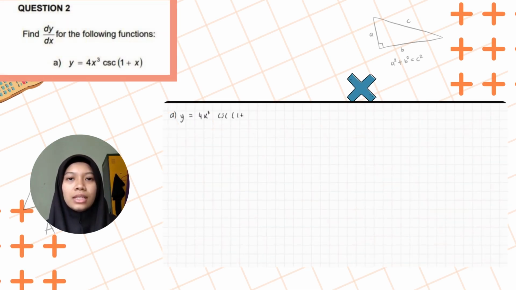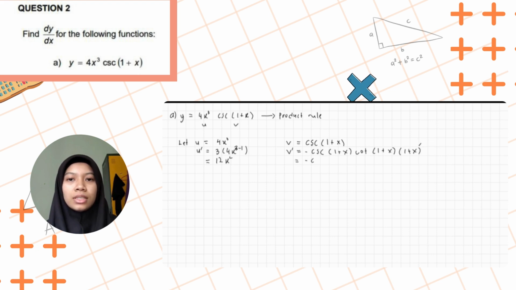For the first question, I use the product rule. I use the product rule because the expression involves two functions being multiplied, which is 4x and cosec(1 plus x). First, I identify the functions, where I let u equal 4x and v equal cosec(1 plus x). Then, I identify the derivative of the functions. Next, I use the product rule formula and substitute the values in the formula and get the final answer.